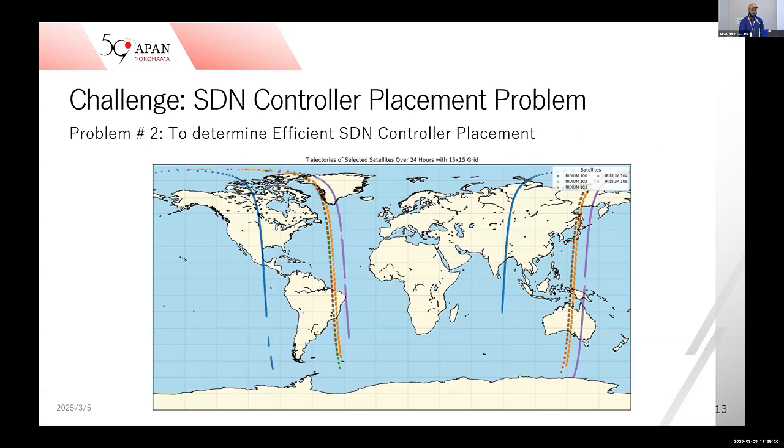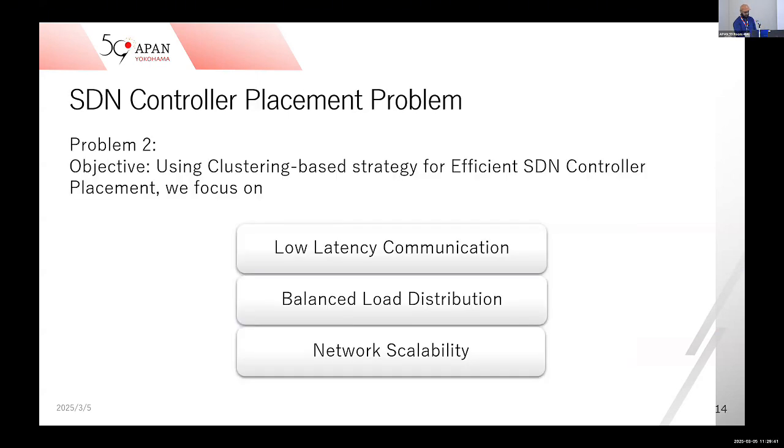Where can we actually place? This is the overall network, and we divided it into grid forms. So where can we actually place our controller in the satellites? And these are the patterns of the satellites. This data was taken from the real-time satellite network, from the TLE file, and we performed the experiments on that.